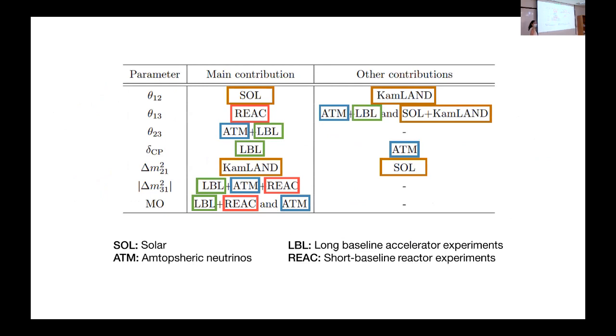Okay, so you fit all of them together to extract the number. So what is the physical observable that allows you to distinguish between normal and inverse hierarchy? Matter effects. I'm going to tell a little bit more about matter effects later, but matter effects distinguish between the two because they are sensitive to the interference between the matter term and the original term.